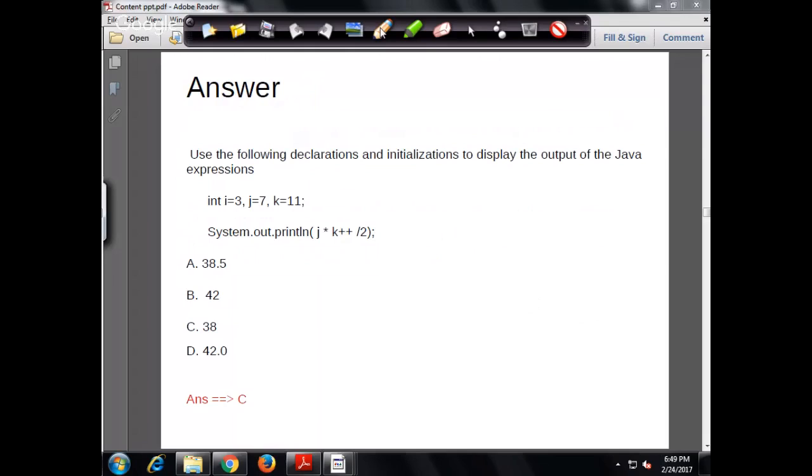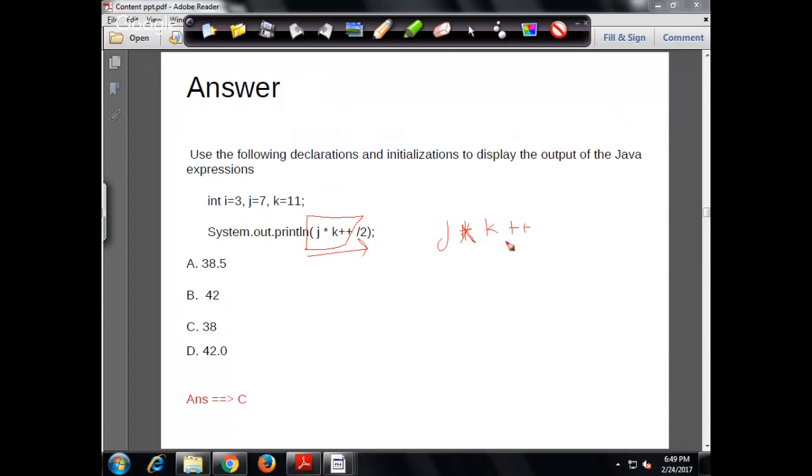So here we have 2 concepts. One is evaluating the expression. In Java, an expression is evaluated from left to right. That's the first thing. And second is the precedence of operations, right? So when you see this particular expression, where it says J into K plus plus, right?